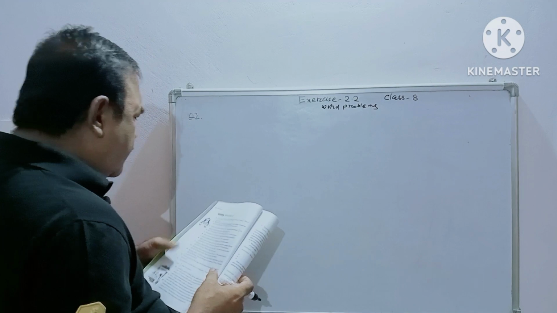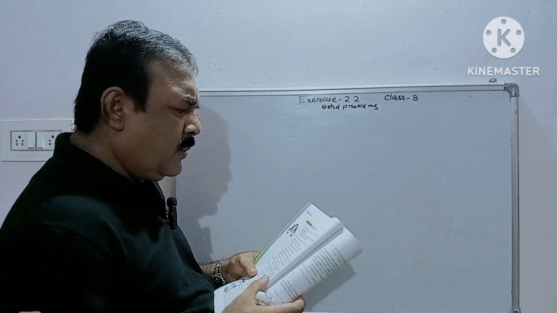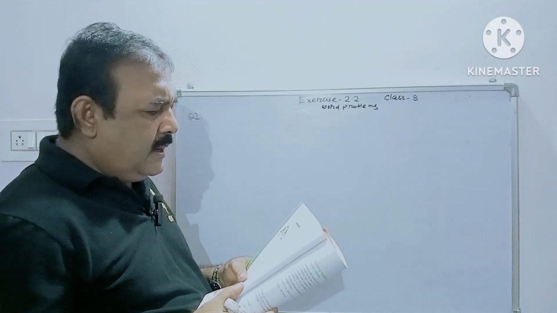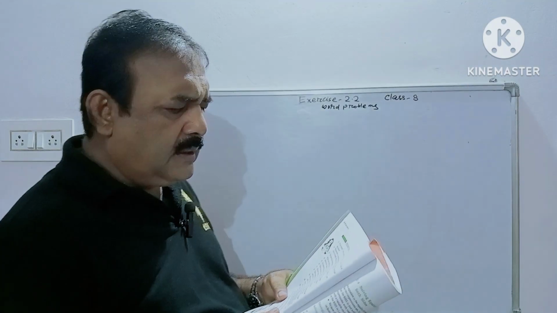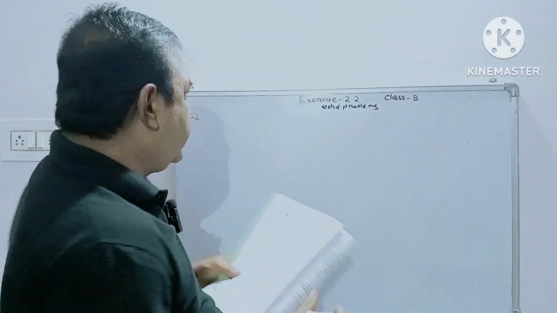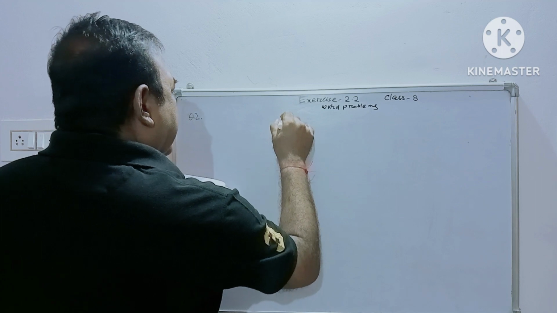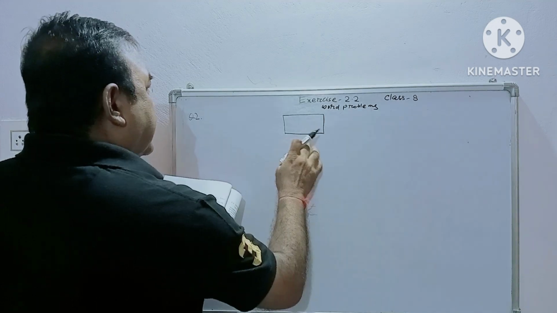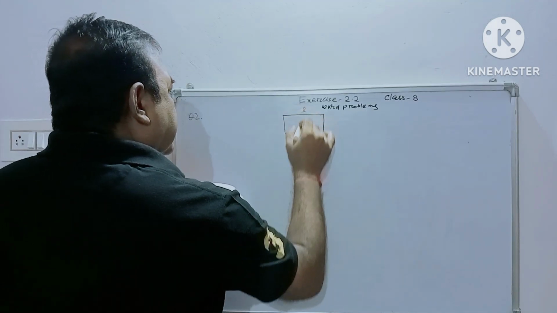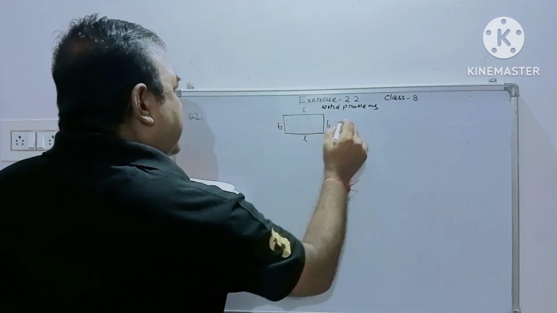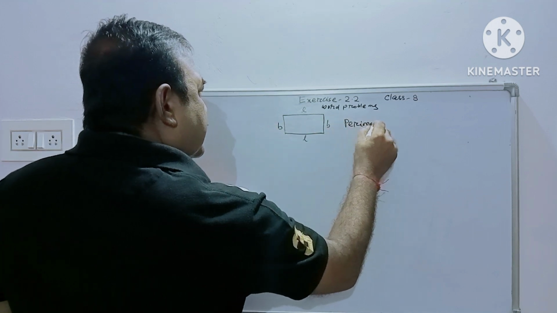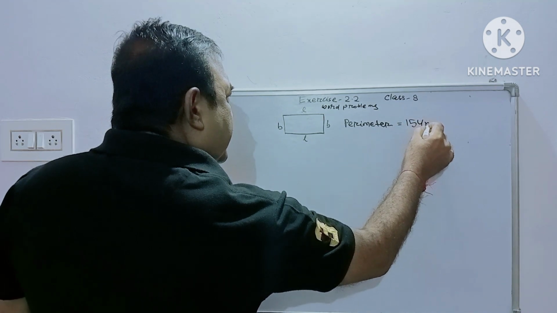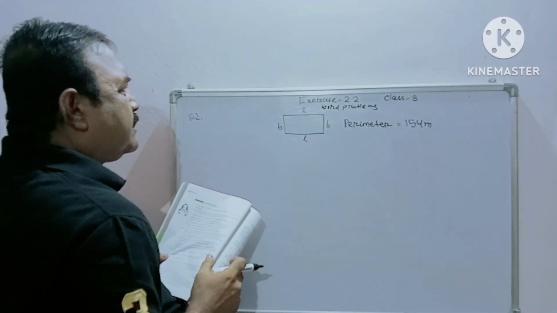So this is question number 2. The perimeter of a rectangular swimming pool is 154 meter. Its length is 2 meter more than twice its breadth. What are the length and the breadth of the pool? You see, you can make a rough like this. So this is a rectangular swimming pool. This is length, this is breadth. And you see, perimeter is given, that is equal to 154 meter. You know what perimeter is? Okay?